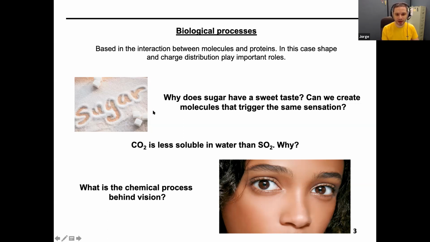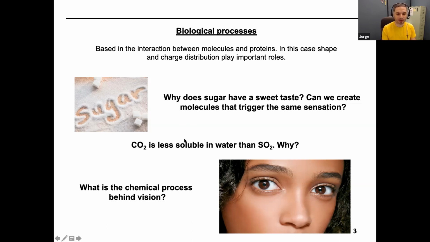And that's very important in properties, for example, the sweetness of the sugar. Why does sugar have a sweet taste? What is the part that the molecular geometry plays in the sweet taste of the sugar? And understanding that property allows us to create molecules that trigger the same sensation.